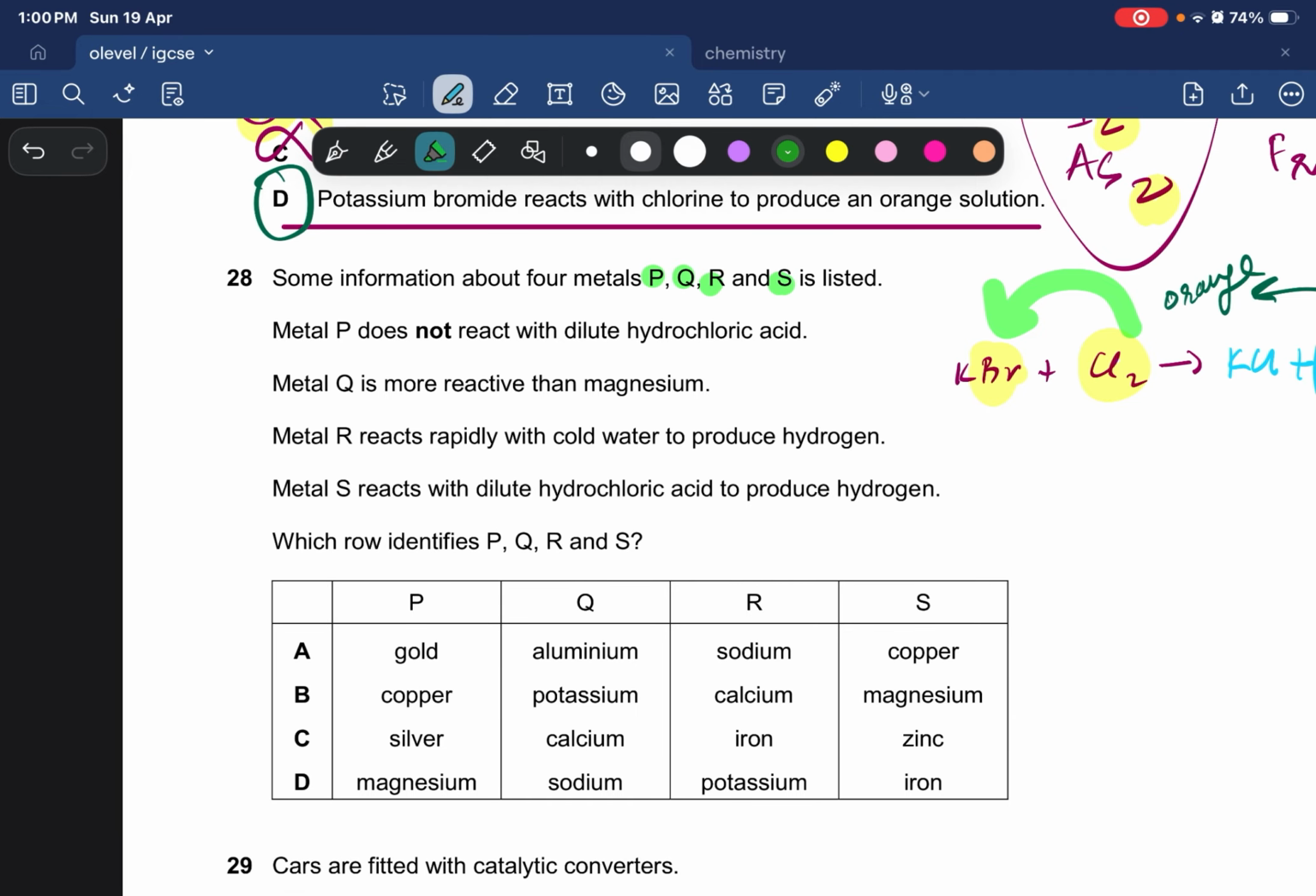Some information about four metals, P, Q, R, S, is listed. Metal P does not react with HCl. Okay. P is definitely going to be either copper or silver or gold, because magnesium does. Metal Q is more reactive than magnesium. Calcium is more reactive. Potassium is more reactive. Aluminum is not. Metal R reacts rapidly with cold water to produce hydrogen. Iron does not. Calcium reacts with cold water. Metal S reacts with dilute hydrochloric acid to produce hydrogen. It's going to be zinc. Got it?